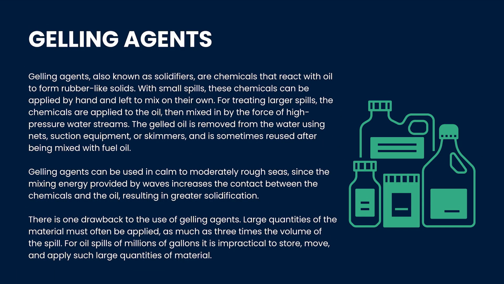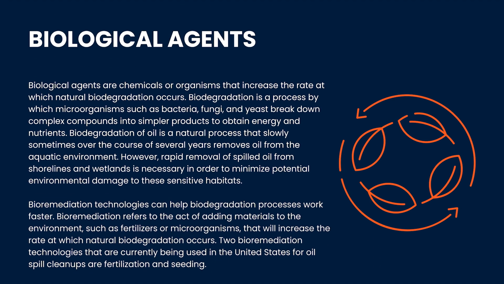Gelling agents, also known as solidifiers, are chemicals that react with oil to form rubber-like solids. For small spills, these chemicals can be applied manually and allowed to mix naturally, while larger spills may require high-pressure water streams to mix the agent into the oil. Once solidified, the oil can be removed using nets, skimmers, or suction equipment. However, a major limitation is that large quantities of gelling agents are often required, making them impractical for very large spills.